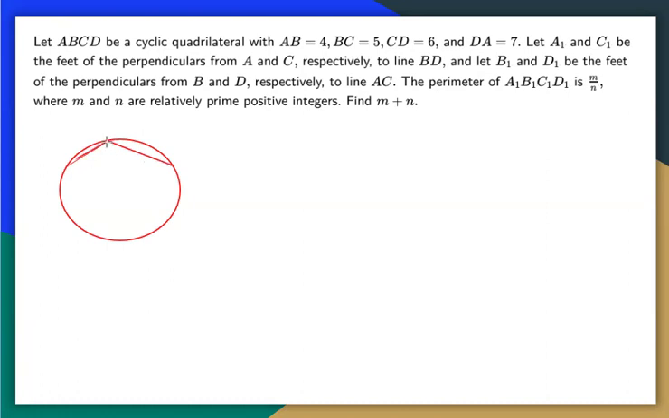Okay, so let's say this is AB. And then BC, and CD will be a bit larger than the previous one. And then AD should be the largest one. So we have this, this is like 4, this is 5, 6, and 7. And it says right here, A1 and C1 are the feet of the perpendiculars from A and C to BD. So if you draw a perpendicular from A, let's label those as well: A, B, C, and D.